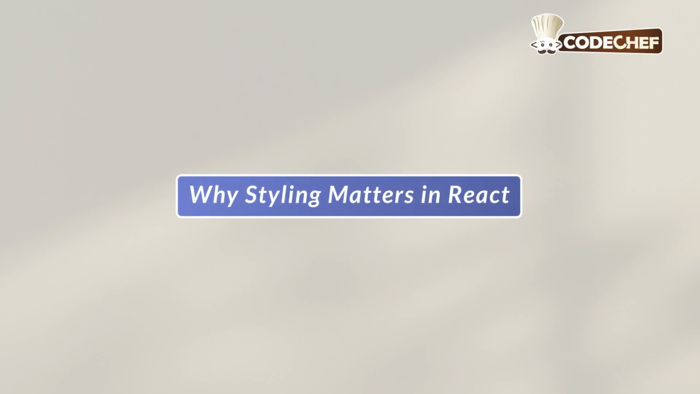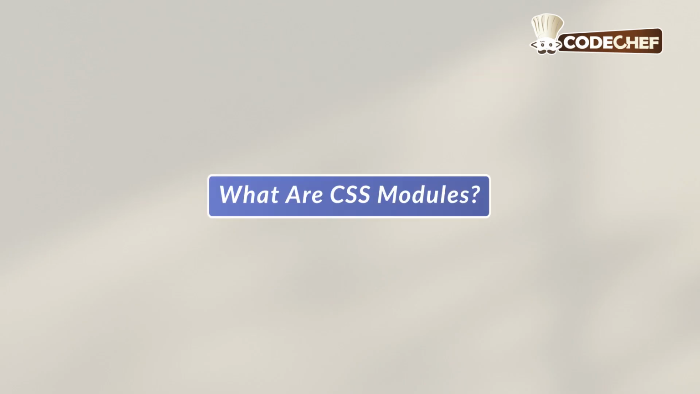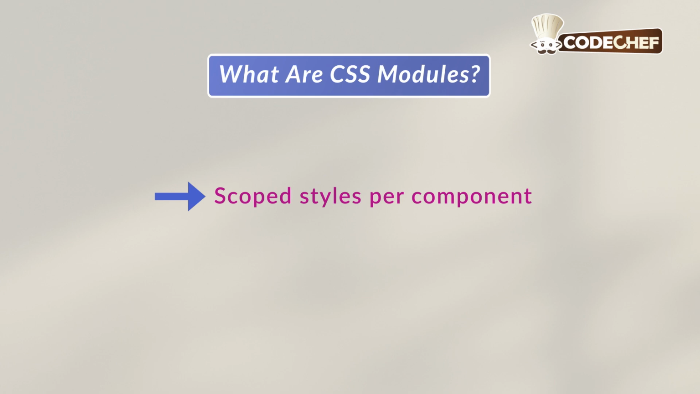As applications grow, managing styles becomes challenging. Using global CSS can cause conflicts where styles are accidentally affecting other components. This is why React developers prefer scoped styling solutions. CSS Modules solve this problem by scoping styles to individual components. Each component gets its own styles and class name collisions are completely avoided.